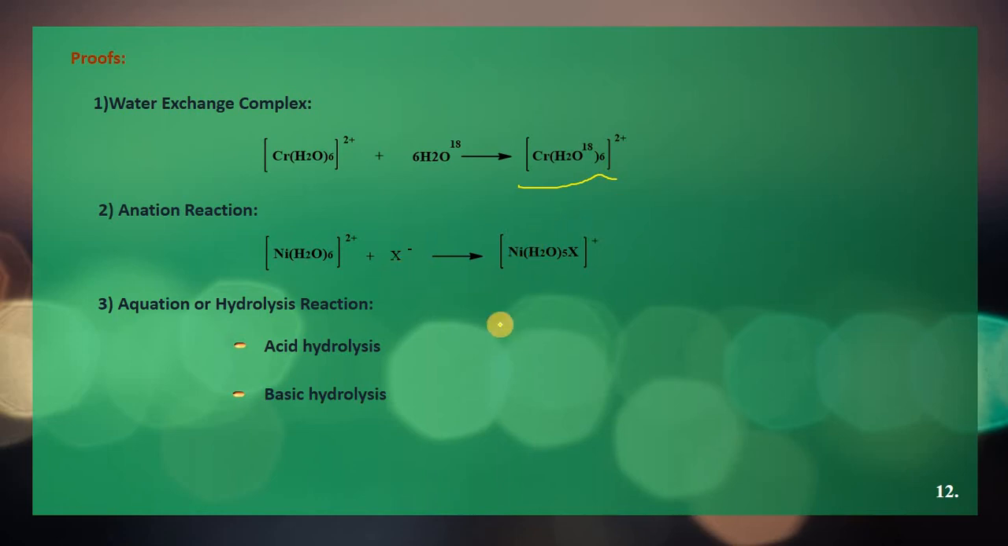And the order of water exchange, I will show the order of water exchange. We have Cu2+ is greater than Cr2+, and also greater than Zn2+. Cu2+ is greater than Cr2+, greater than Zn2+, and Zn2+ is greater than Mn2+. Mn2+ is greater than Fe2+. So we are using Cr here, which is chromium.